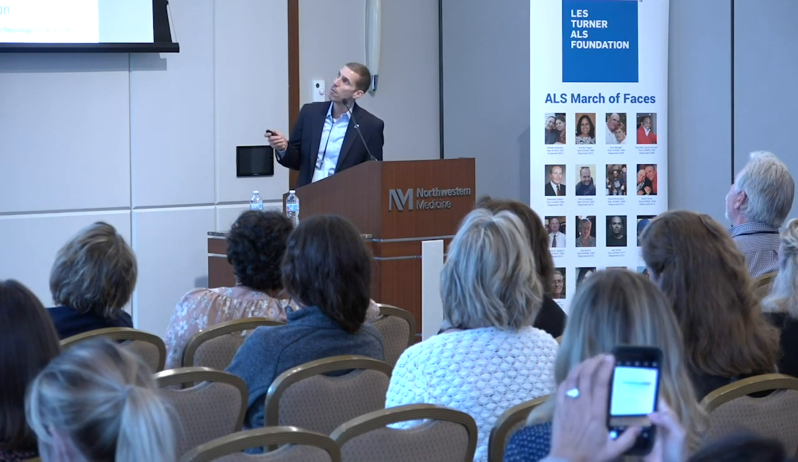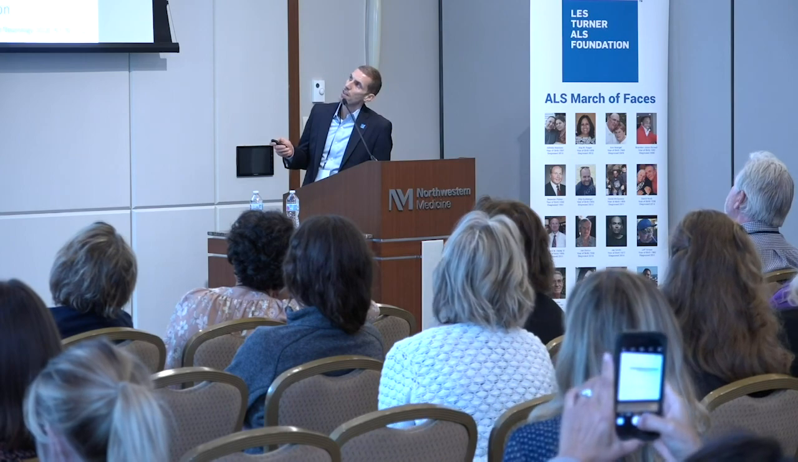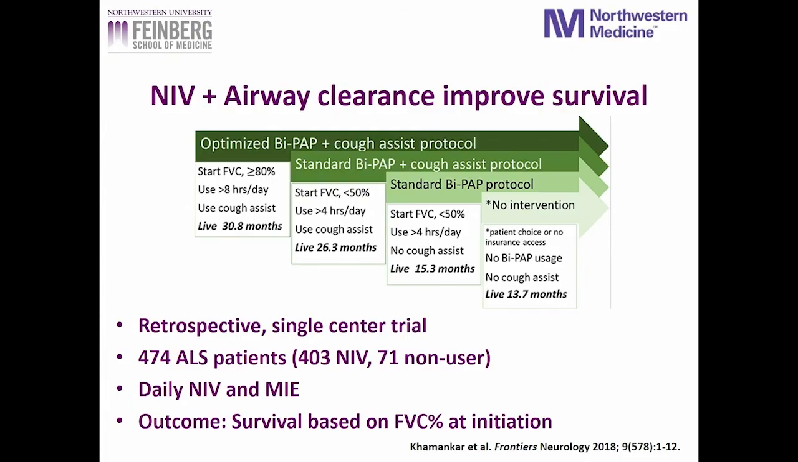If you look at the first column here, when you start people on non-invasive ventilation with a forced vital capacity of 80%, and they're using it 8 hours a day, and they use a cough assist, they live about 30 months. Well, that's really hard. The only way you're going to get someone on that is if you screen them with an overnight oximetry and they have desaturations. And so, again, that's why aggressive screening across all different modalities is important.